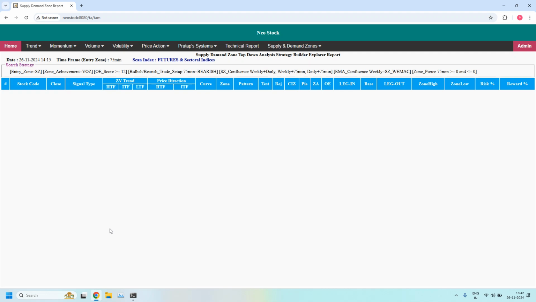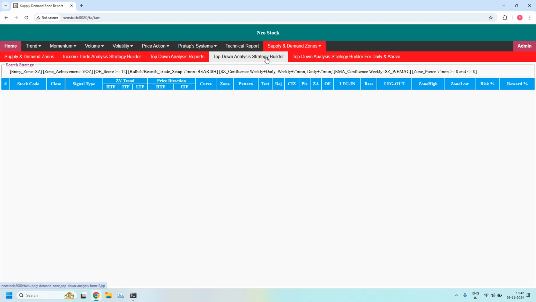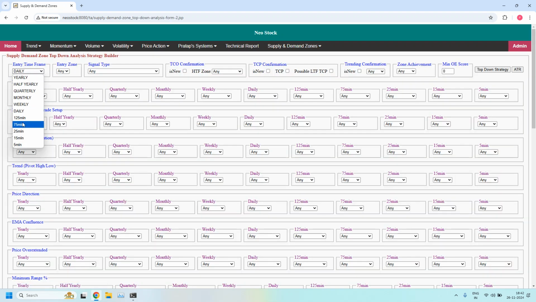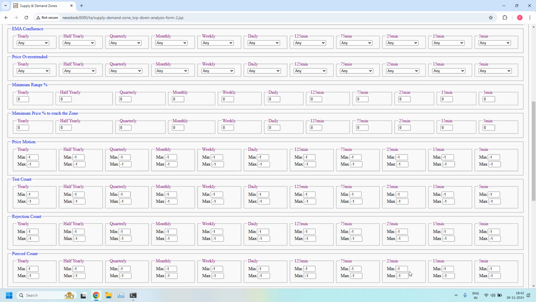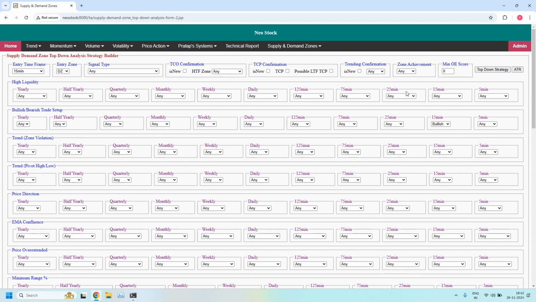Okay. Next, let us look for a bullish trade setup for daily income trade. Entry time frame 15 minutes. Entry zone demand zone. In bullish or bearish trade setup at 15 minutes time frame, I am selecting bullish. And these 15 minutes demand zones should not be pierced. So in the pierced count, at 15 minutes time frame, minimum value 0, maximum value 0. Zone achievement violated opposing zone. Minimum odd enhancer score is 12. All the three filters are applied to the 15 minutes demand zone.